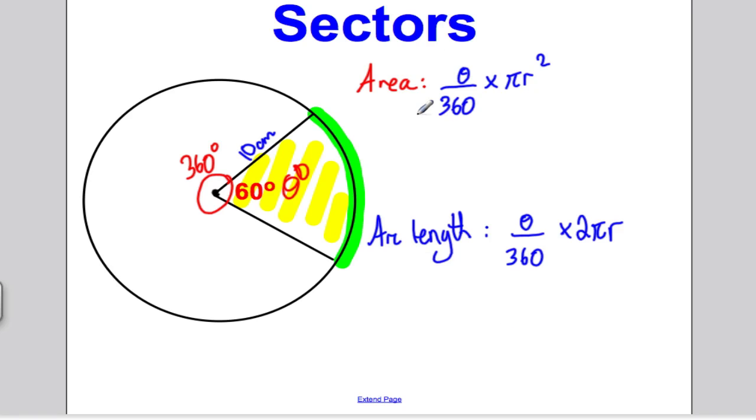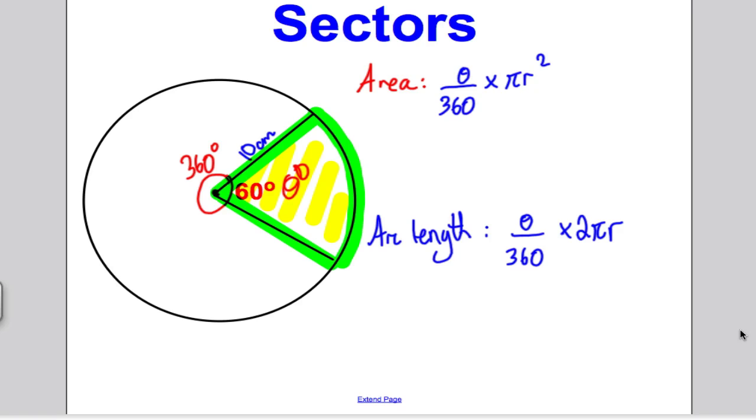Now, one last point to just say here. Say they asked you for the perimeter of that shape. Having found the arc length, you'd have to add in the 10 and the 10 again, 2 radii. So just be careful if they're asking the perimeter of that shape or just the arc length, which is the curved section.